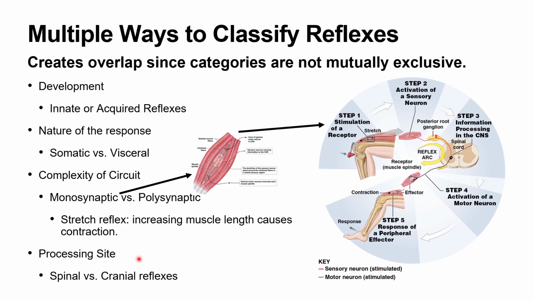And then, of course, we classify reflexes based on where the processing is going to be happening, whether it is happening in the spinal cord, like we have seen with all of our previous examples of a somatic monosynaptic reflex, or we have our cranial types of reflexes. Those are going to be the ones that are more complex and carried out by the rest of the cerebrum instead.